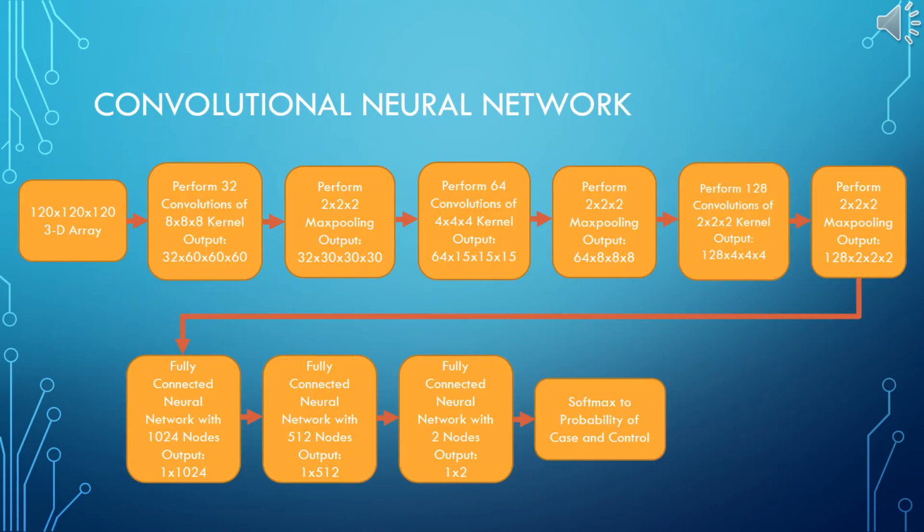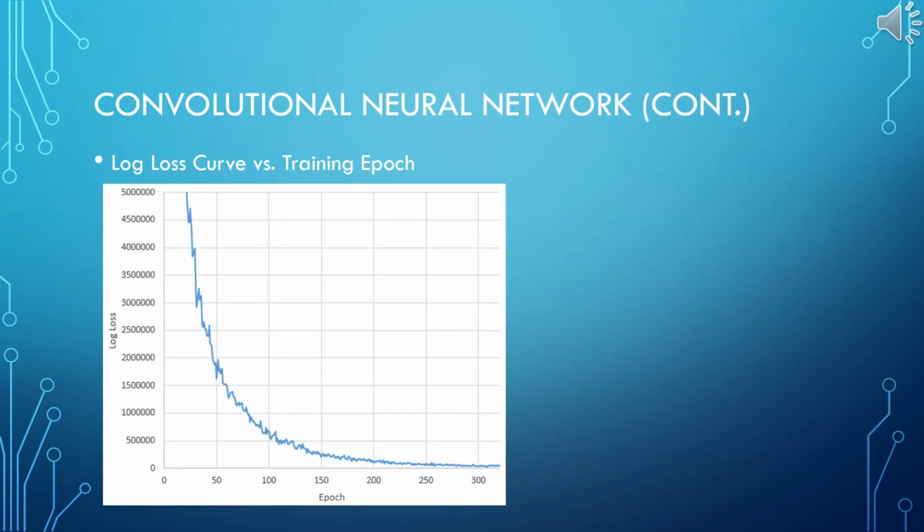This is the CNN we built using TensorFlow. The top row shows the convolutional layers, the bottom row shows the fully connected layers. The idea behind it is to slowly extract the 3D features from the sample in the convolutional layers, and then feed the features into fully connected layers for learning. This is the log-loss plot over the training epochs. It shows that our CNN model has converged at around 250 epochs.